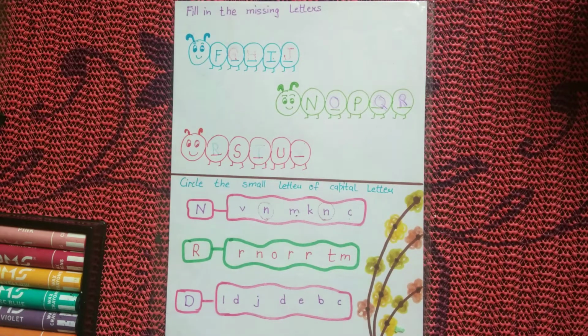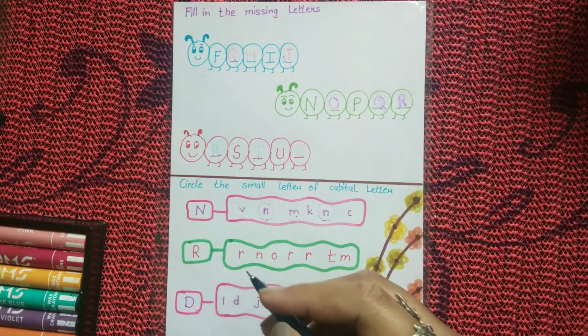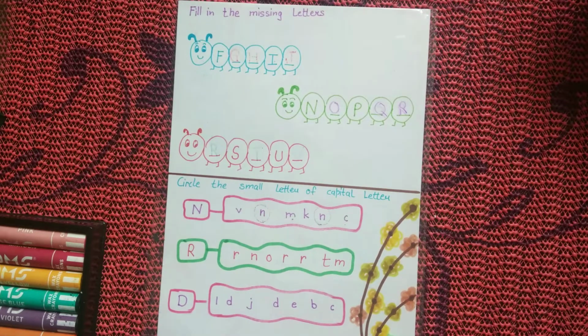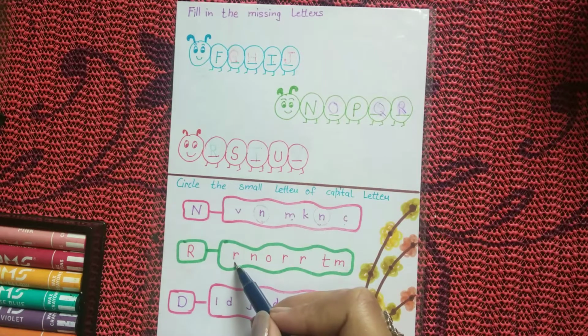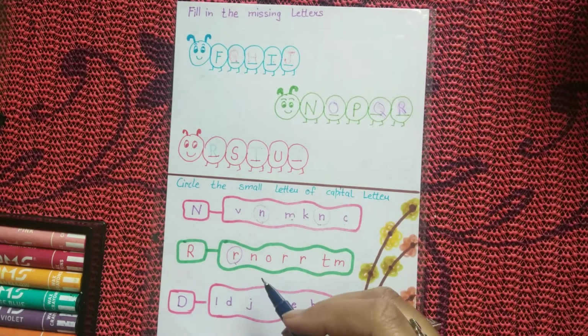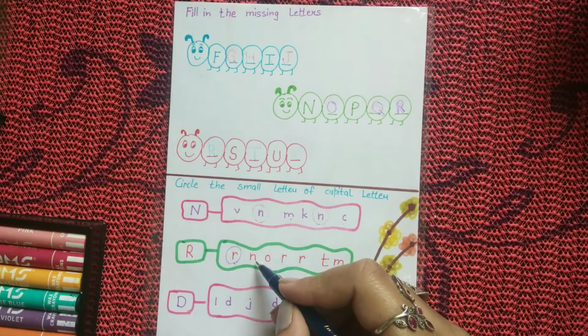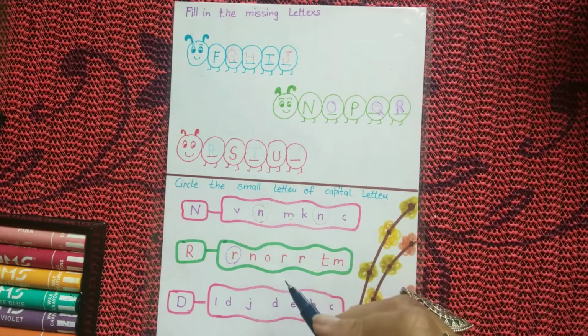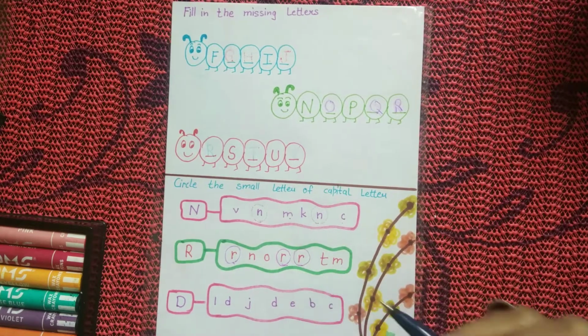Next letter is letter R, everybody. Is this letter R? Yes. Is this letter R? No. This one? This one? Yes. This one? Yes. And the rest two are not the letter R, everybody.